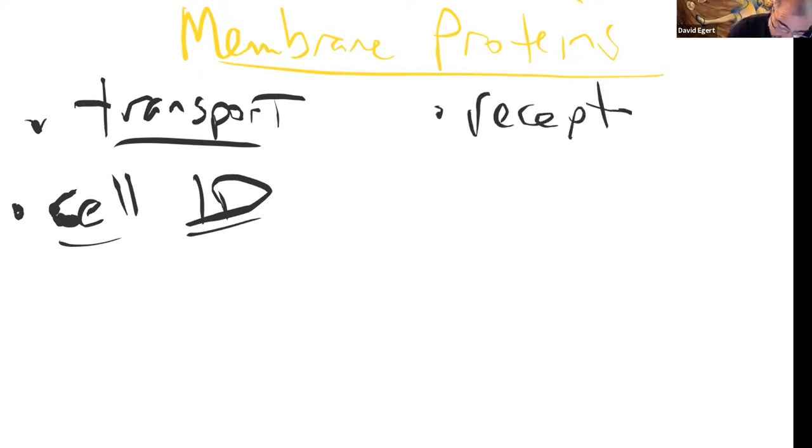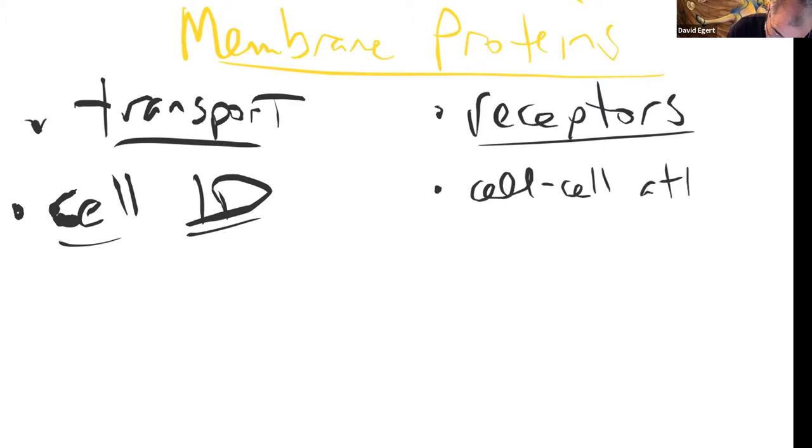The receptors. These are the things that can bind ligands, recognize different signaling molecules, and then create some effect in the cell. What's more? Cell-to-cell attachment. Yeah, cell-cell attachment. We talked about the tight junctions, the desmosomes, the gap junctions. There are also some of these proteins that help anchor in the surrounding tissue, the matrix of the connective tissues and things.